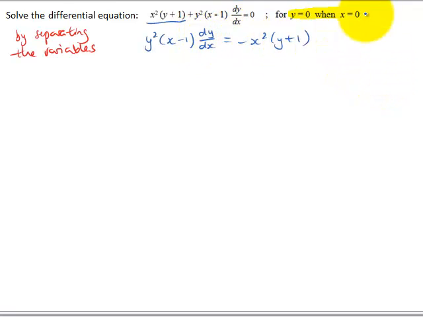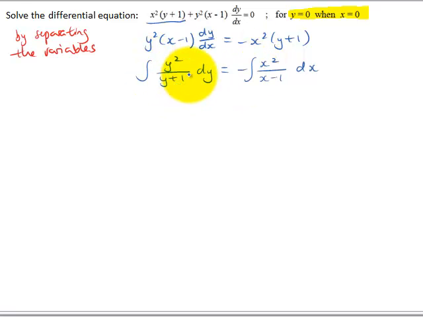I'm going to take all the y terms and move them to the left. I see a y term here, and I see a y term here, so I divide over, and this dy will stay here. Then I'm going to take all the x terms and move them to the right. So I have a negative x squared here, followed by x minus 1 dividing over, and dx goes over. So now I'm going to integrate both sides.